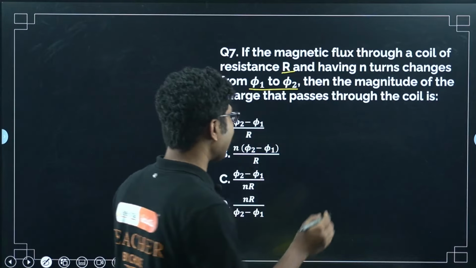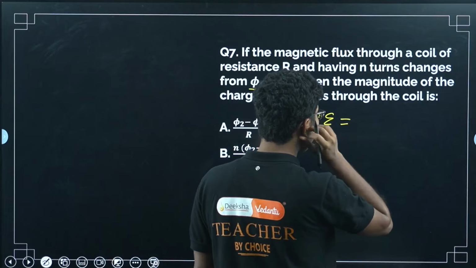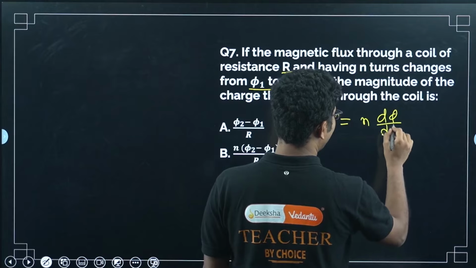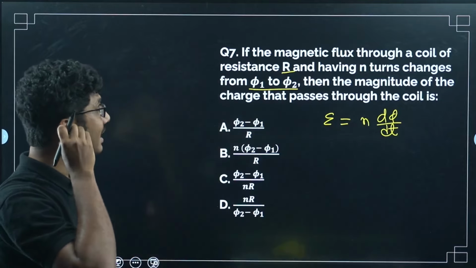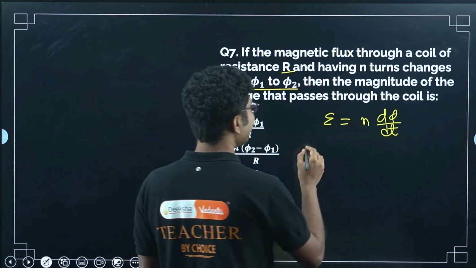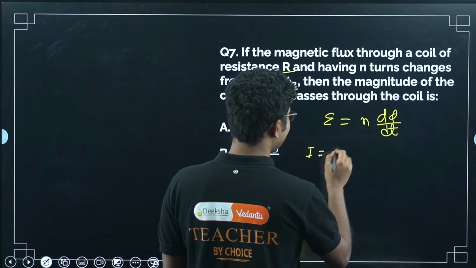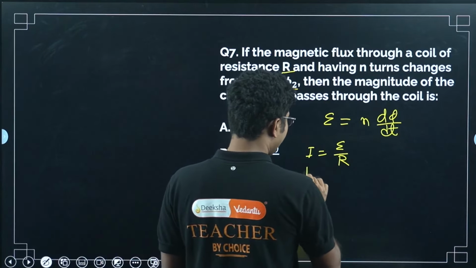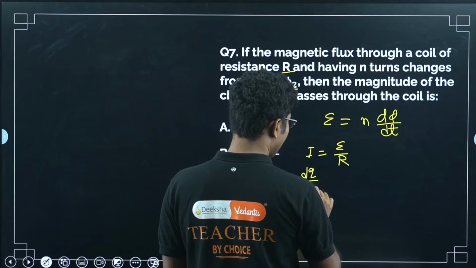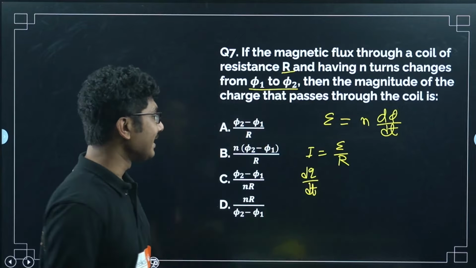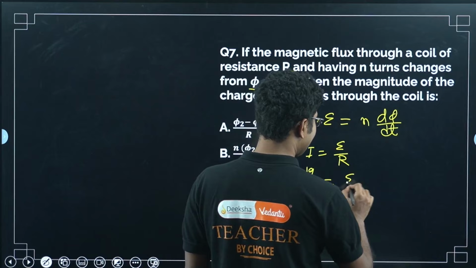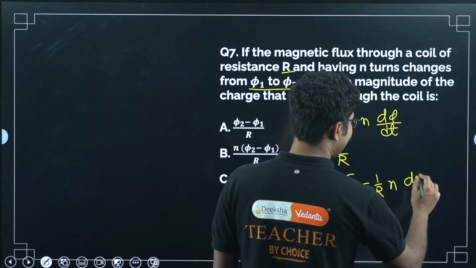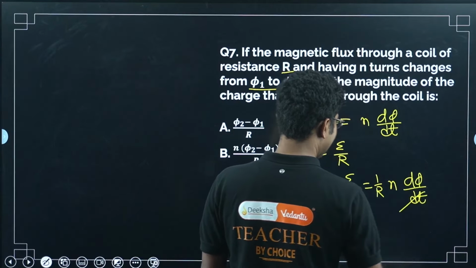Okay, then the magnitude. So what is the induced EMF? We know that the magnitude of induced EMF is n d phi by dt, right? We have just used this formula in our previous case, right? So n d phi by dt. Now what is current? Current is nothing but voltage divided by resistance, right? Also, from the definition of current we know that this is nothing but dq by dt, right? So dq by dt is the current, which is nothing but epsilon by R, or 1 by R times n d phi by dt. Now dt cancels.